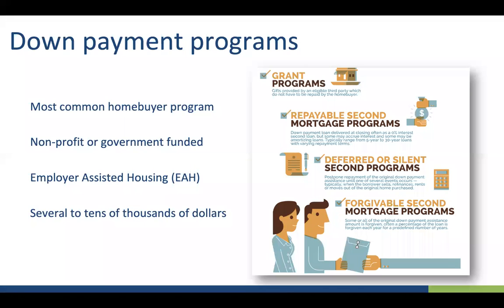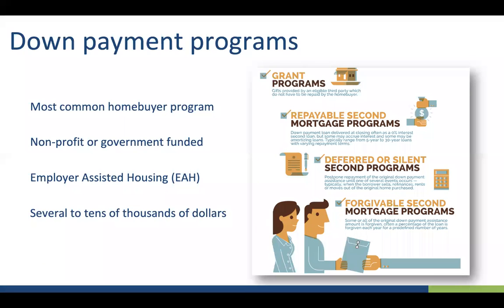Then there are some that are deferred, a silent second. So if it's a silent second, the payments are deferred out of the gate, typically for anywhere from a couple years to many years to the life of the loan. And then maybe there's what's called a balloon payment down the road, where they don't have to make payments on the second, but they got the assistance up front, they got into the house, they grow equity over time, and then they just pay back the original balance of down payment assistance when they sell the home, refinance, transfer title, move out, something like that.